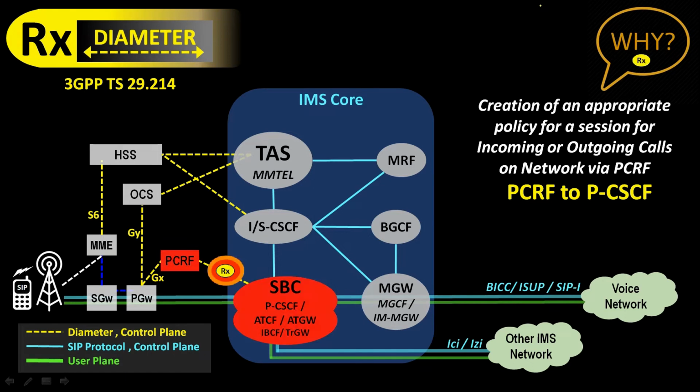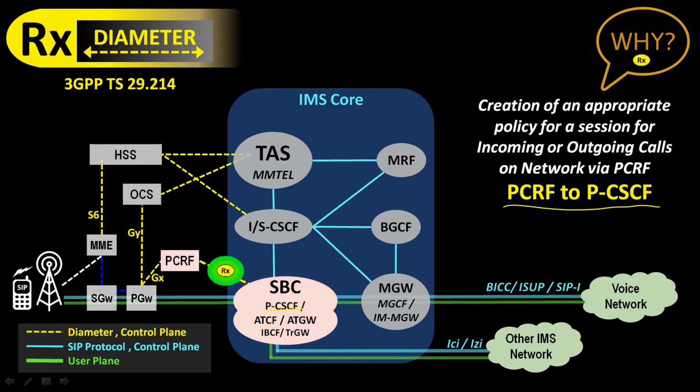The first one is the Rx link, which works on Diameter protocol. This provides the connectivity between the PCRF and P-CSCF. It is typically used for creation of an appropriate policy for a session for incoming or outgoing calls on the network via PCRF. Rx interface is a bridge between the IMS network and the packet core. The Rx interface is used between the P-CSCF and the PCRF for allowing a request for an appropriate policy for a session for setting up incoming and outgoing voice calls.